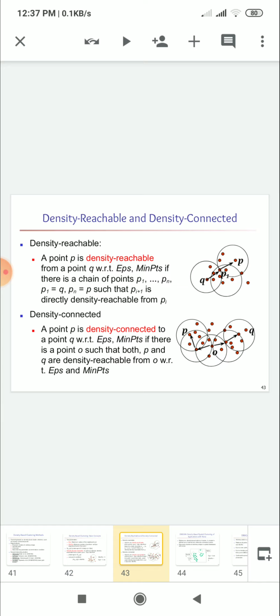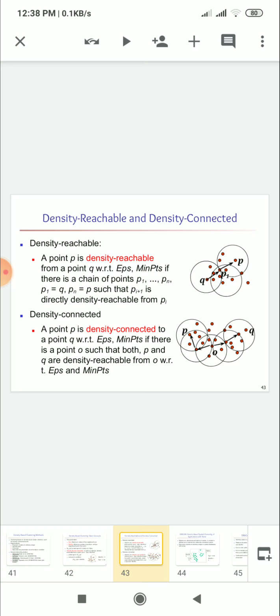A point P is density reachable from a point Q with respect to epsilon and minimum points if there is a chain of points P1 up to Pn, where P1 is equal to Q and Pn is equal to P, such that Pi plus 1 is directly density reachable from Pi. Here Q is directly density reachable from P1, and P1 is directly density reachable from P1. And another term is density connected.